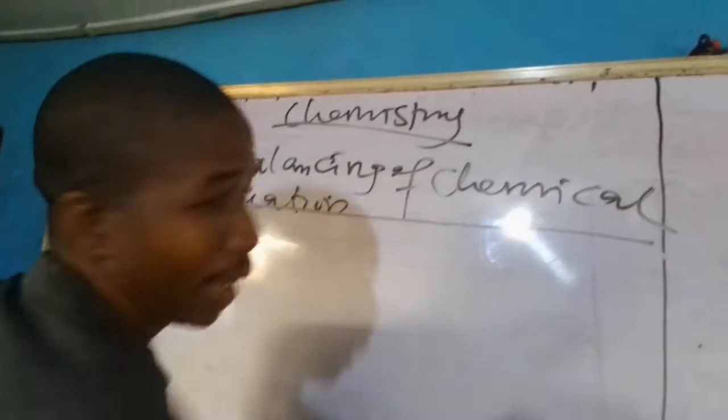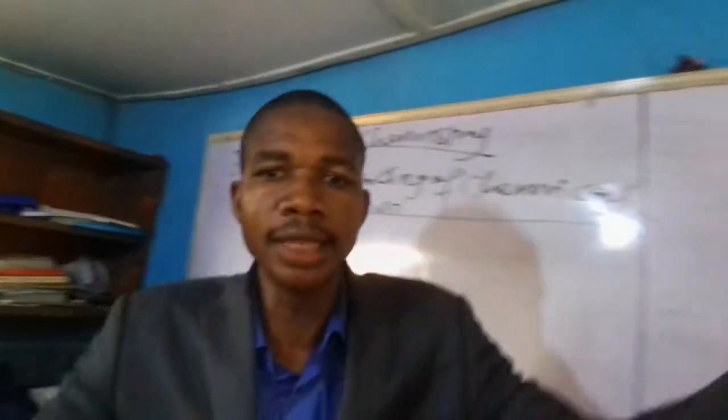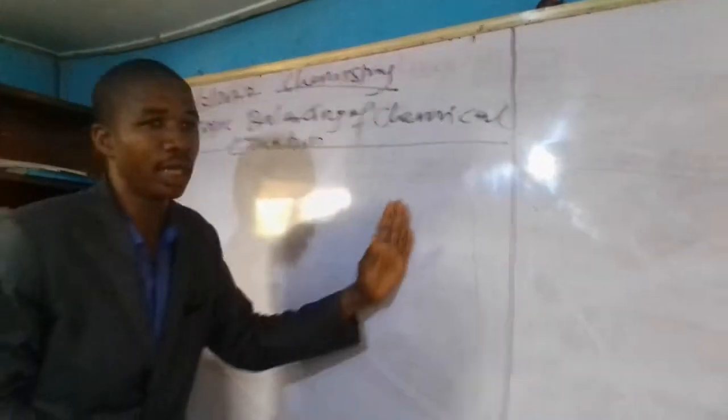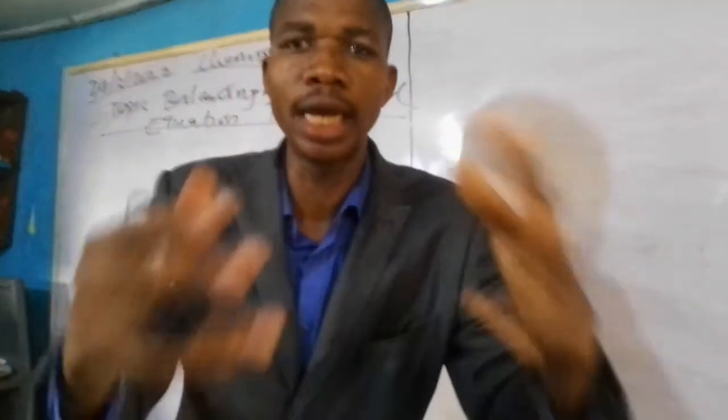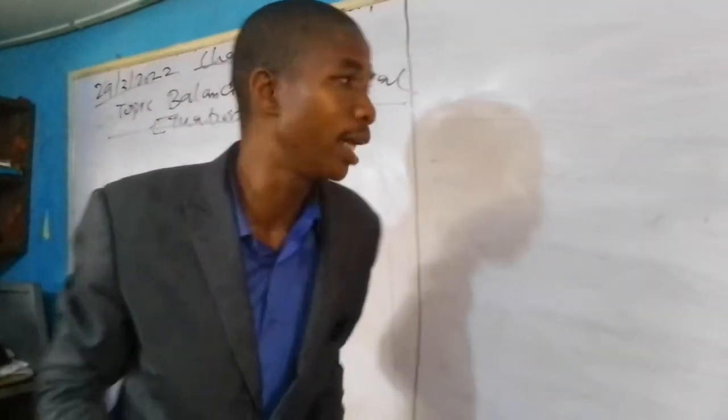What do you understand by balancing of chemical equation? Looking at the reactant, whatever element is on the reactant, the number of atoms of that element must also be equal to the one in the product. Then let's look at this chemical equation.